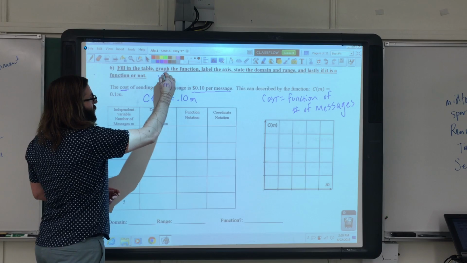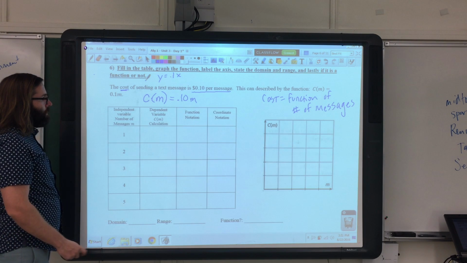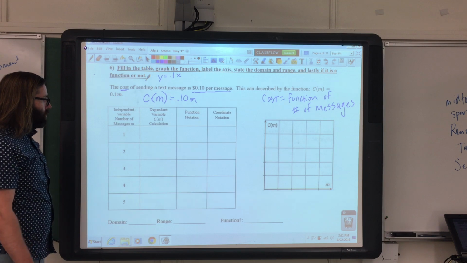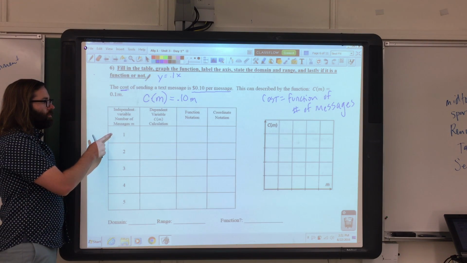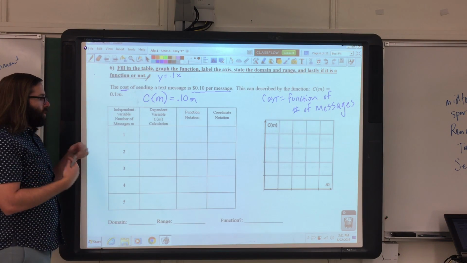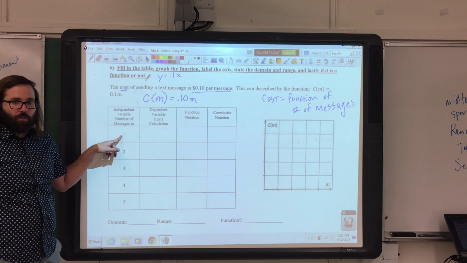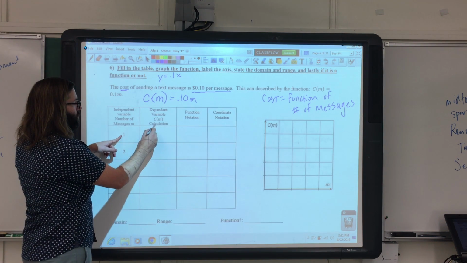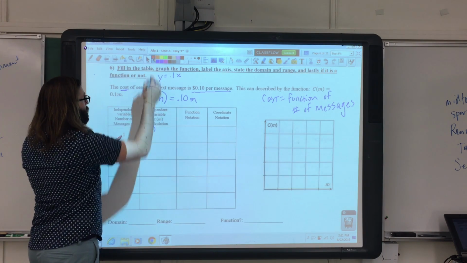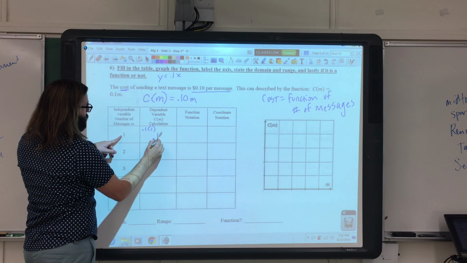Kind of think of this as y equals 0.1x. Independent variables are the things that we change. So we're going to change the number of messages. If we have one message, how much is it going to cost? You plug it in, you get 0.1 times 1, which gives you 0.1.